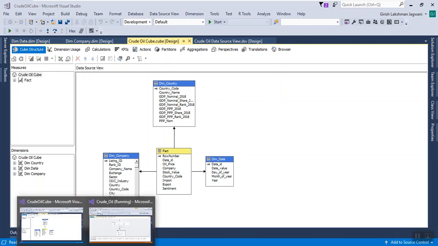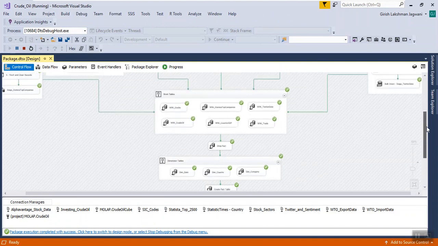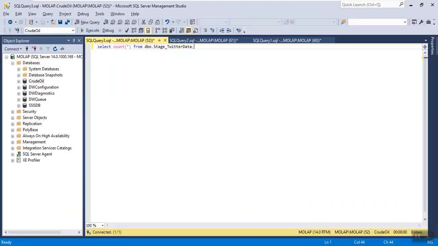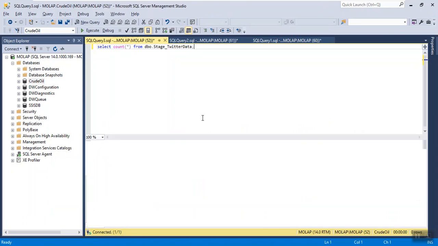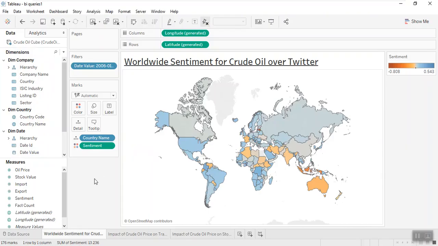Getting back to my SSIS. So the cube is now deployed successfully. We can see that there are no errors encountered as part of this process. We can even check the number of tweets that we have observed as part of count star query on our stage table. So we have 1,22,921 tweets. Now moving on to the Tableau for our BI queries, we have 3 different BI queries.